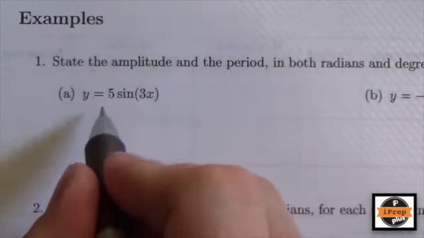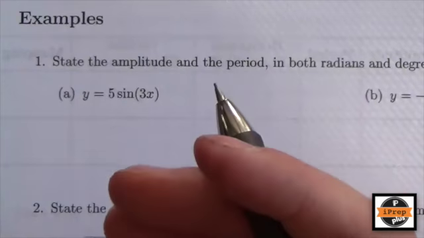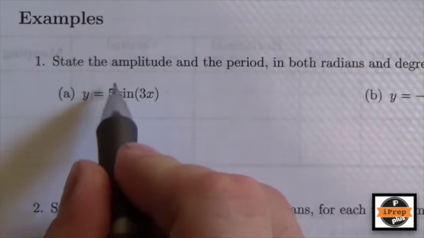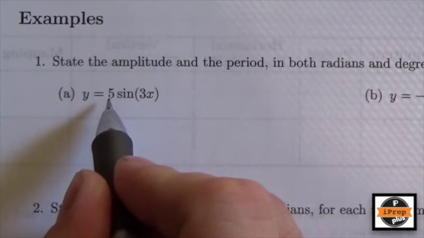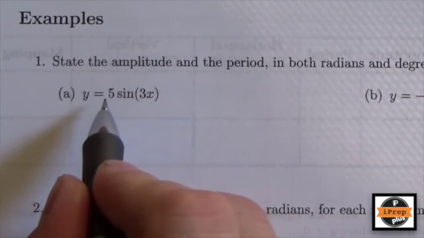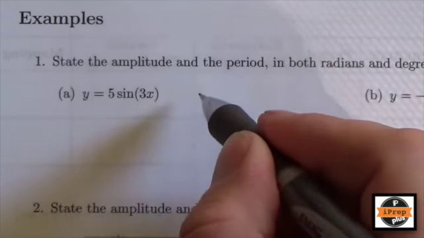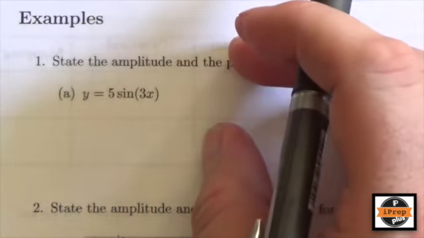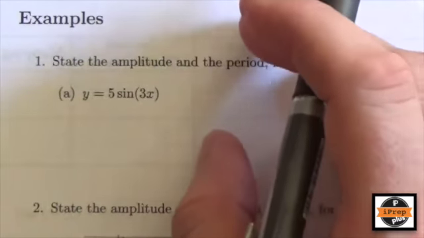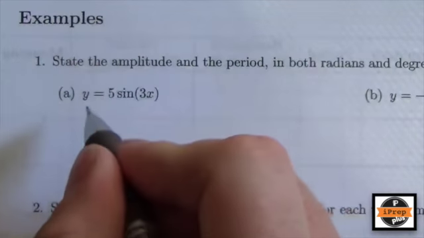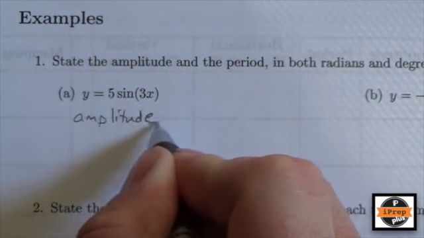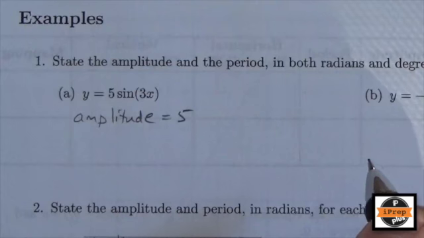argument there. Now, think back to earlier in this course when we were talking about transformations. 5, the number out front here, is going to represent a vertical stretch. Now, think about what sine does. Sine goes up to +1, down to -1, so it's got an amplitude of 1. So when we multiply that or stretch that vertically by a factor of 5, what we're going to get here is that our amplitude is going to be 5.